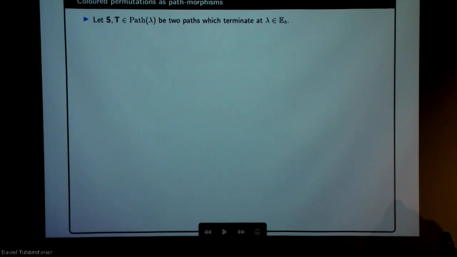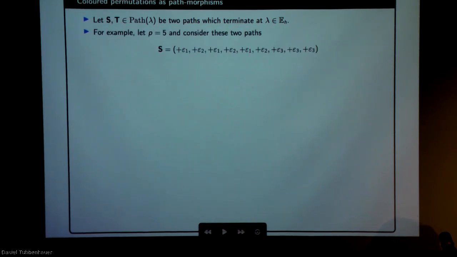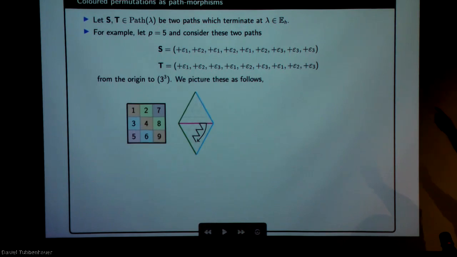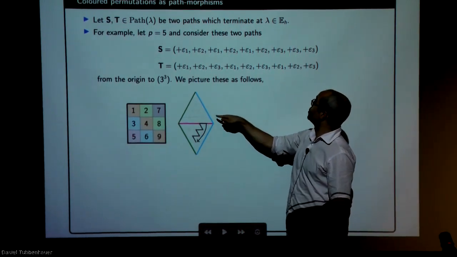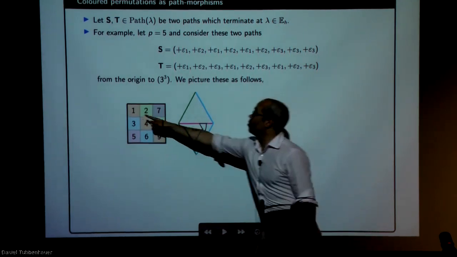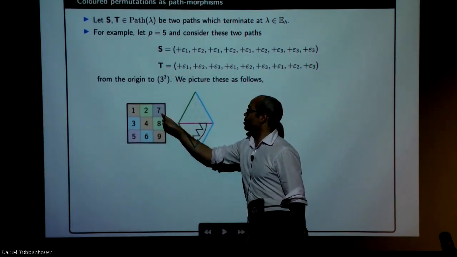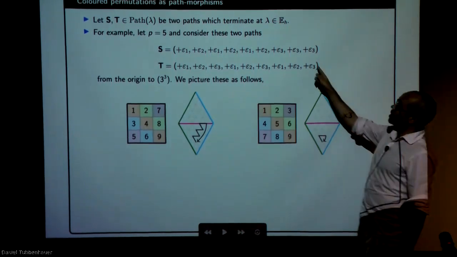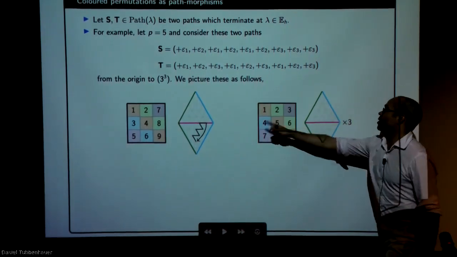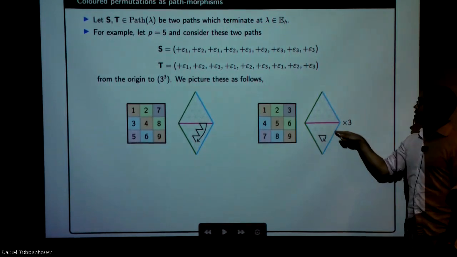Okay, so I wanted to say that these paths morphisms should be the thing, right? So let's take two paths. There you go. They don't look great at the moment, but we'll draw a picture. So S is the path where you go 1, 2, 1, 2, 1, 2, 3, 3, 3. Okay, here, this is going to be the path T where I go 1, 2, 3, 1, 2, 3, 1, 2, 3. Or just do this 3 times.